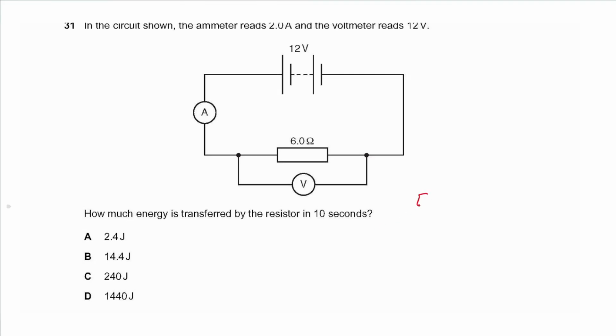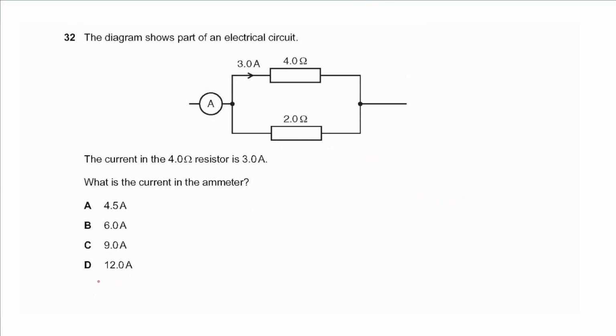So we can use energy is equal to VIT. We have the voltage 12 and the current 2 and the time 10 seconds. This calculates as 240 joules, so we choose C. Question 32 says the diagram shows part of an electrical circuit. The current in the 4 ohm resistor is 3 amperes. What is the current in the ammeter?